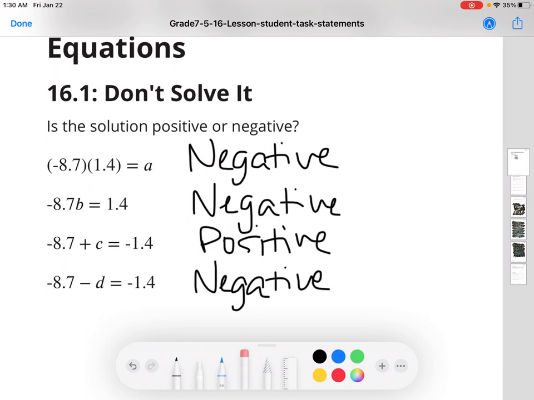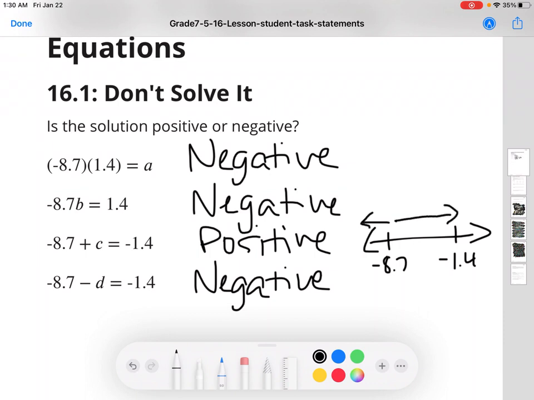On the third one, negative 8.7 plus a number gives you negative 1.4. So if you think about your number line, negative 8.7 is somewhere down here, whereas negative 1.4 is somewhere down here. If I'm at negative 8.7 and I add a negative, I'm going to go to the left, but if I add a positive, I'm moving to the right. And I have to move to the right to get to negative 1.4. So C represents a positive number.